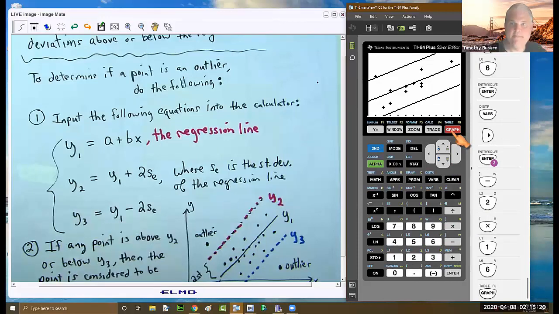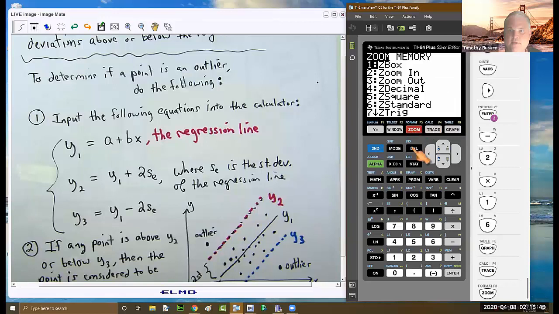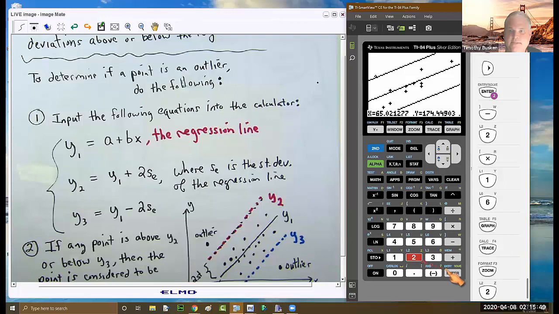And it looks like there might be a point outside of this band. It looks like this point here could be outside. Let's see, can I zoom in? I'm going to press my trace button. When I do that, it puts me on that point. How lucky. And can I zoom in? Press zoom and then 2 for in. I haven't zoomed in yet until I hit enter.